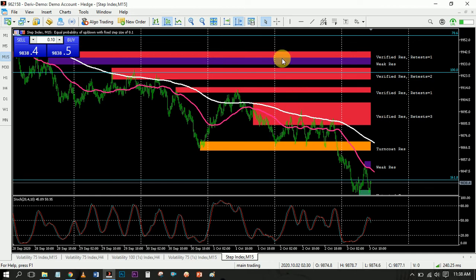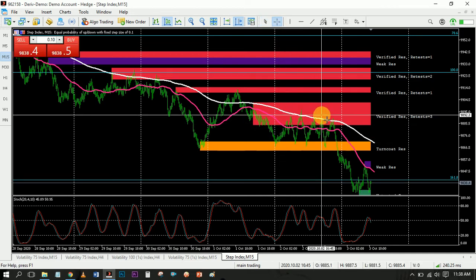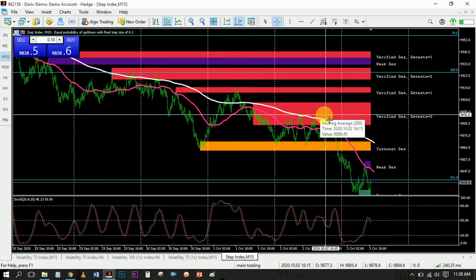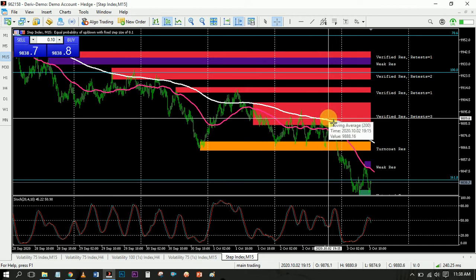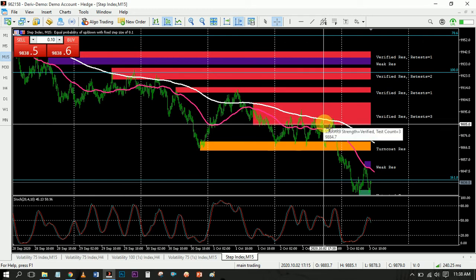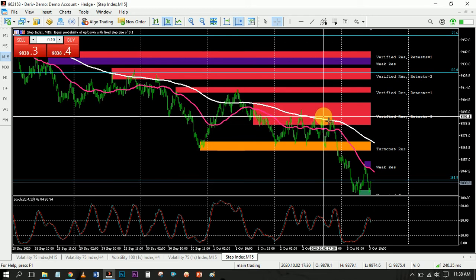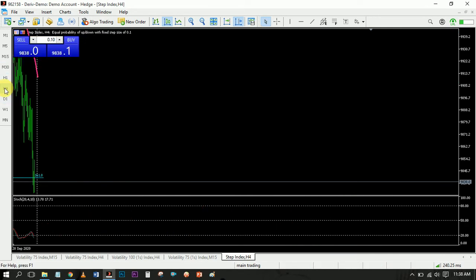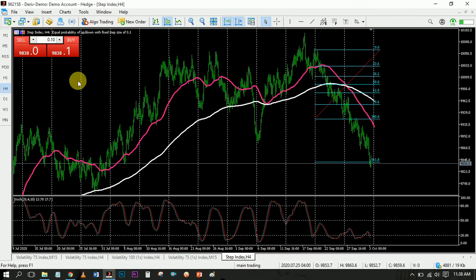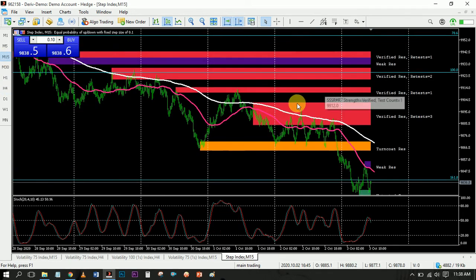Though I didn't add the particular Fibonacci level for this particular level, from what I can see here, this is a fib level. This is actually a fib level, which is 123 point, I think, let me see, it should be 123.6. Yes, that's 123.6. So at this particular level, you can place your sell trade.